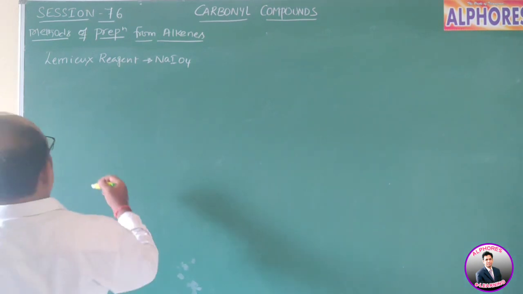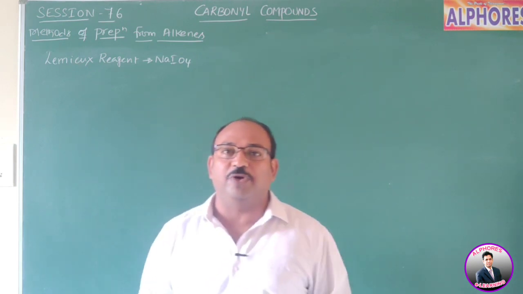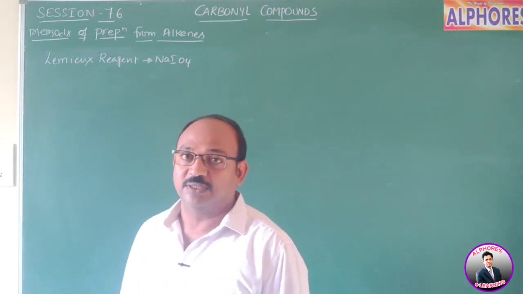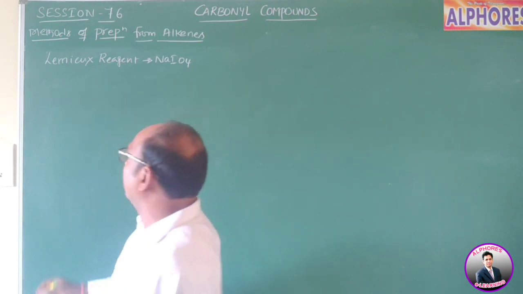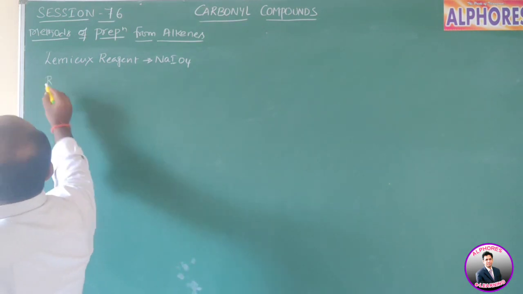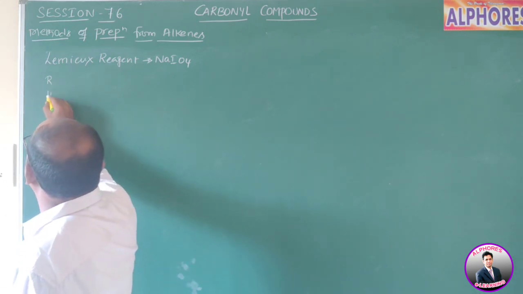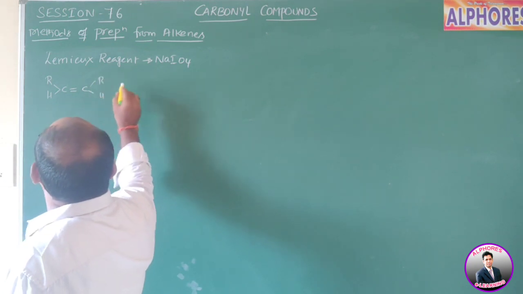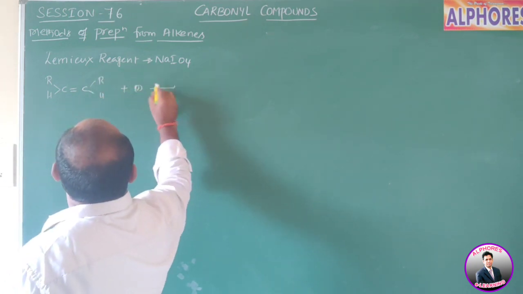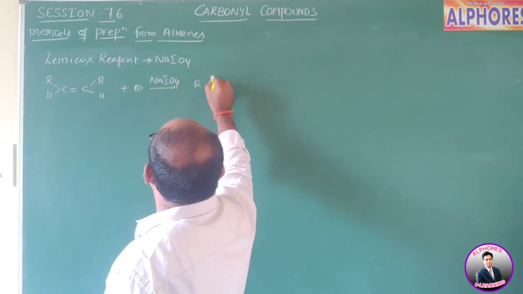The products we are getting with ozone, means ozonolysis of alkene, the same products we are getting with Lemieux reagent. Lemieux reagent is sodium periodate, NaIO4. This NaIO4 also acts similarly to ozonolysis. Here RCH=CRH, this one upon oxidation by using NaIO4, we are getting aldehydes as products.